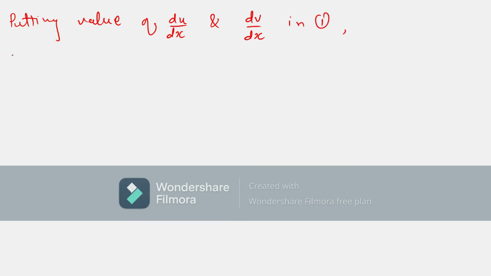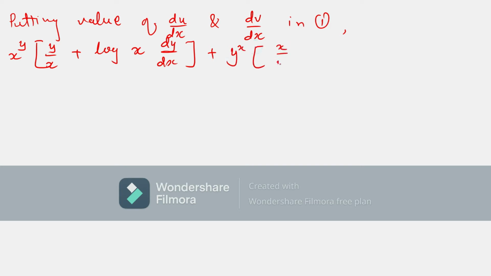value of du by dx and dv by dx in 1. What do we get? Here we had first of all, first equation du by dx is x to the power y by x plus log x dy by dx. Now we start with dv by dx. What was it? y to the power x inside the bracket x by y dy by dx plus log y, which is equal to 0, right? So what is our goal? Our goal is to find out dy by dx.